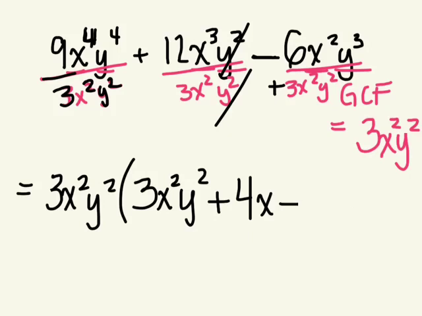6 divided by 3. X squared divided by x squared, that cancels out. Y to the power of 3 divided by y to the power of 2. Y.